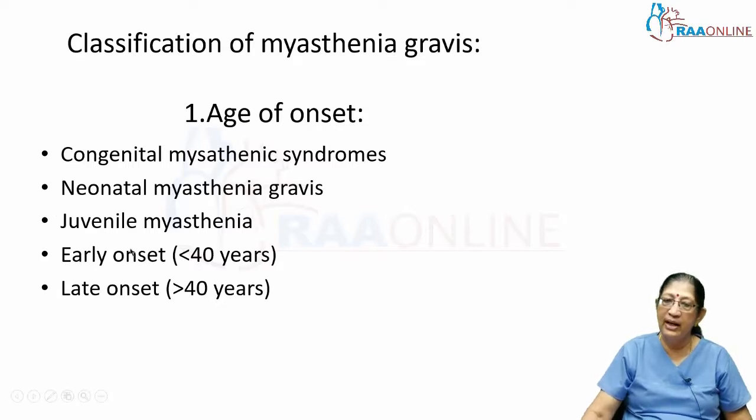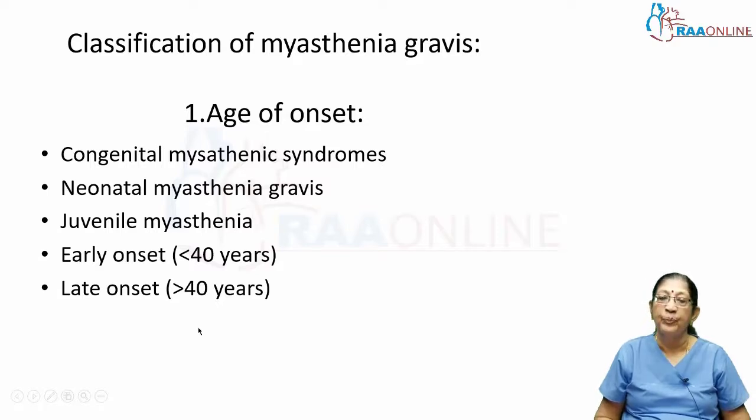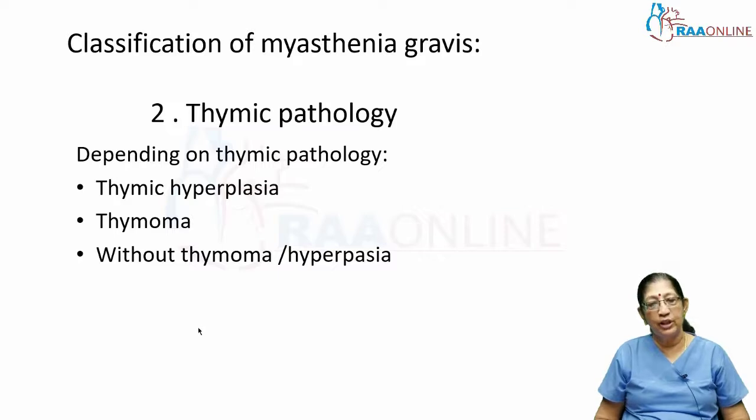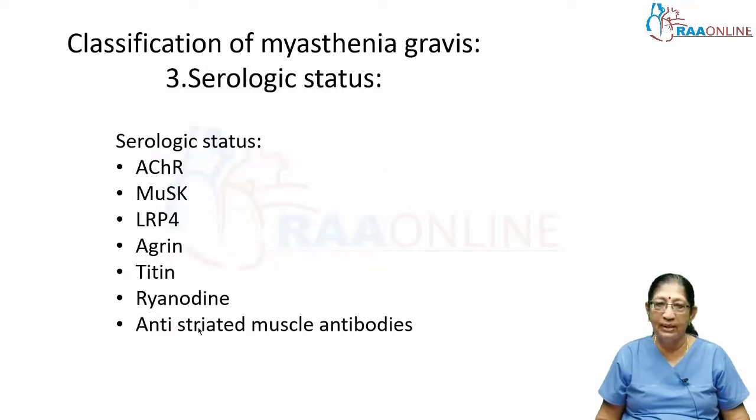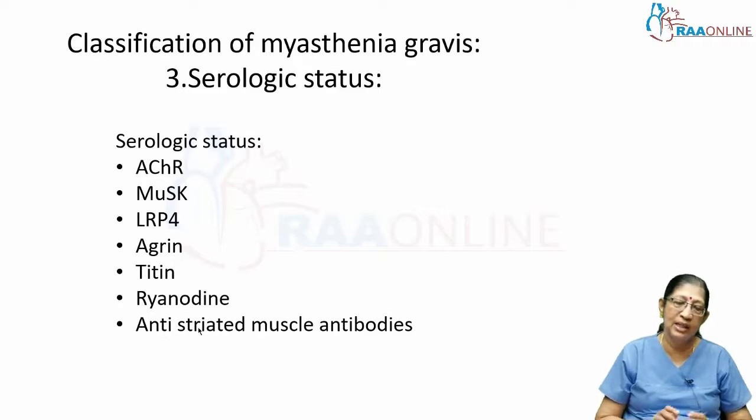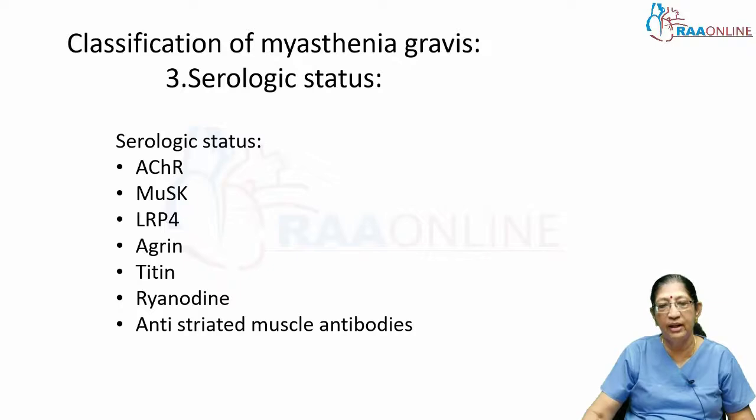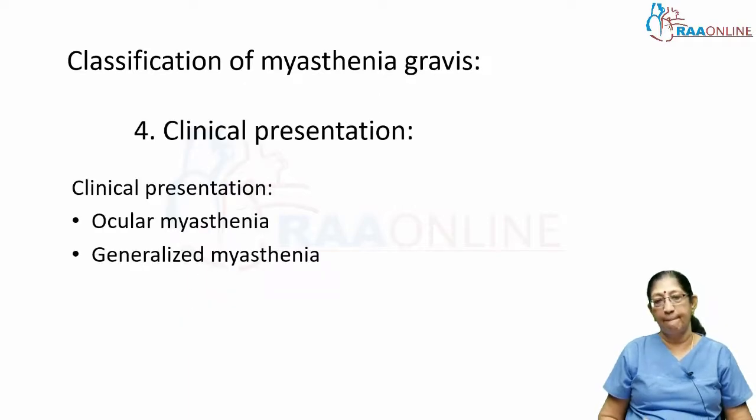Juvenile myasthenia is in a younger age group, early onset is less than 40 years, and late onset is more than 40 years. This will help us to decide the treatment modules. Depending on the thymic pathology, you can have myasthenia with thymic hyperplasia, with thymoma, and without thymoma or hyperplasia, with a normal thymus also. Depending on the serological status, you have myasthenia which has acetylcholine receptor antibodies, MuSK, LRP4, agrin, titin, ryanodine, and anti-striated muscle antibodies. So, that will also help us in deciding further treatment.